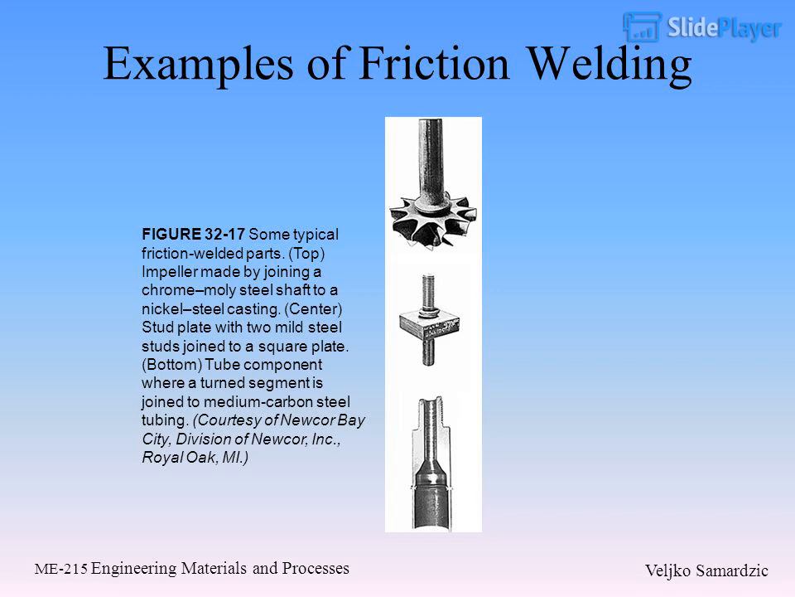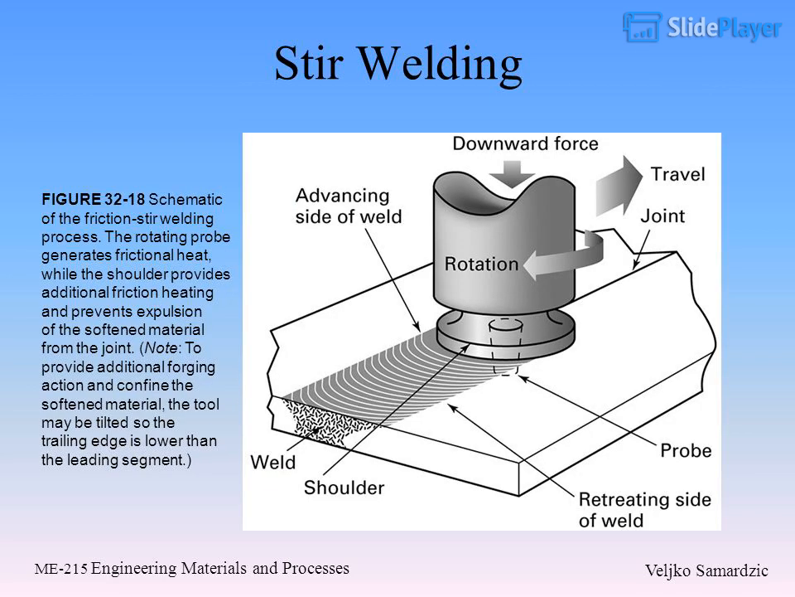Stir welding. Figure 32.18: Schematic of the friction stir welding process. The rotating probe generates frictional heat, while the shoulder provides additional frictional heating and prevents expulsion of the softened material from the joint. Note, to provide additional forging action and confine the softened material, the tool may be tilted so that its trailing edge is lower than the leading edge.